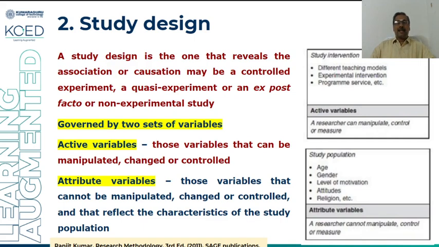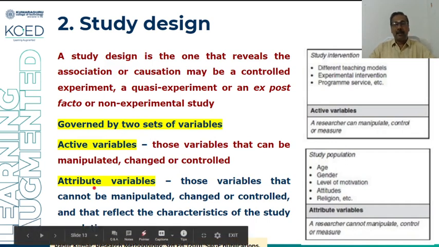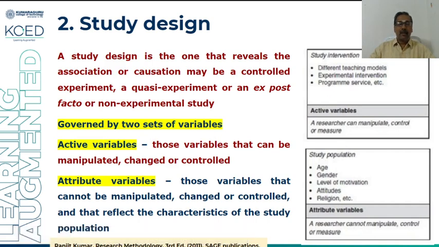Number two, study design. As I said earlier, most of the times we may not use these things. Just to understand, I'm going to explain. Study design will be governed by two different sets of variables: active variable and attribute variable. The basic difference is that an active variable is under your control. You can manipulate, you can change whatever you want to do. You can decide in your experimental setup, you can fix a limit. Those types of variables are termed active variables, whereas attribute variables are out of control, or you cannot change or manipulate them.